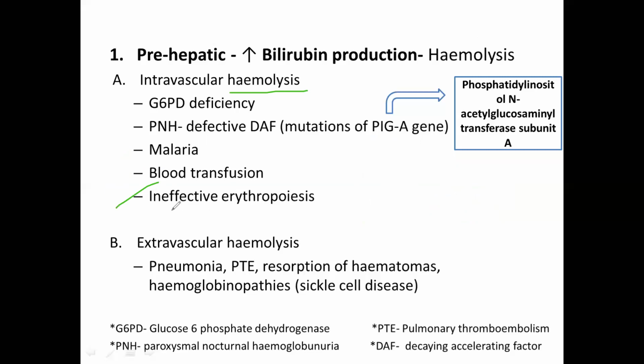Then ineffective erythropoiesis, which is usually seen in folate deficiency, and it is usually seen when there is enucleation of RBCs. The next one is extravascular hemolysis. The reasons for extravascular hemolysis include pneumonia, PT, that is pulmonary thromboembolism, resorption of hematomas, and hemoglobinopathies like sickle cell disease.